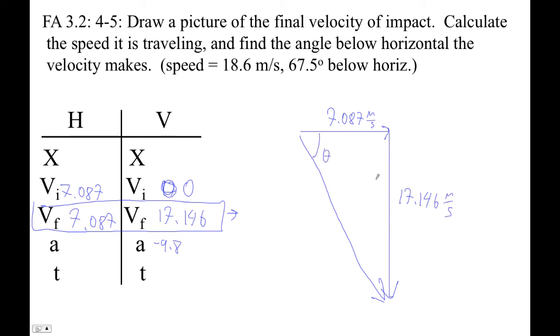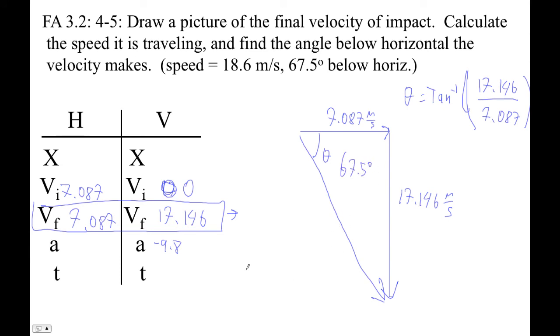So that angle there is inverse tangent of opposite over adjacent, right? So tan minus 1 of 17.146 divided by 7.087. Okay, so I'm going to take my calculator, I go second tan. I have to type a left parenthesis, 17.146. You might have it already pre-typed for you, divided by 7.087. And that's 67.5 degrees.